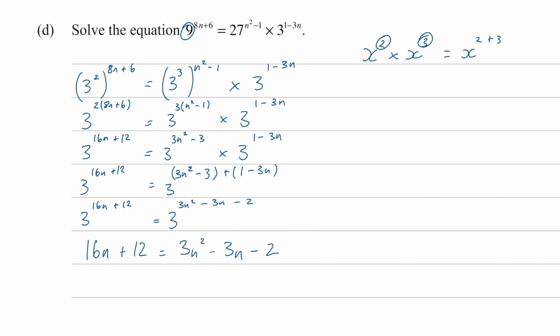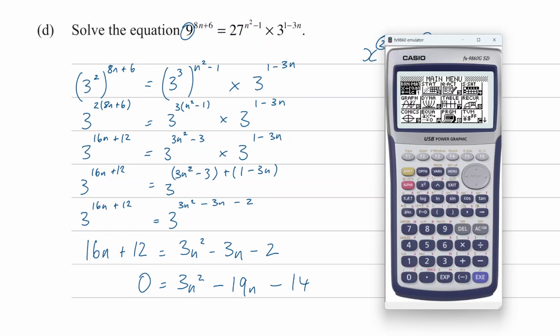And now we have a bit of a quadratic, right? We have a 3n squared term. So now we're just solving a quadratic. So I'll take these terms to the right hand side. So we'll minus 16n, so that becomes minus 19n, and we'll minus 12, so that becomes minus 14. That's all equals 0. So we have a quadratic equation which we can solve. Since I'm a bit lazy, I will use my calculator, but you can also solve this by the quadratic formula or factorizing by grouping.